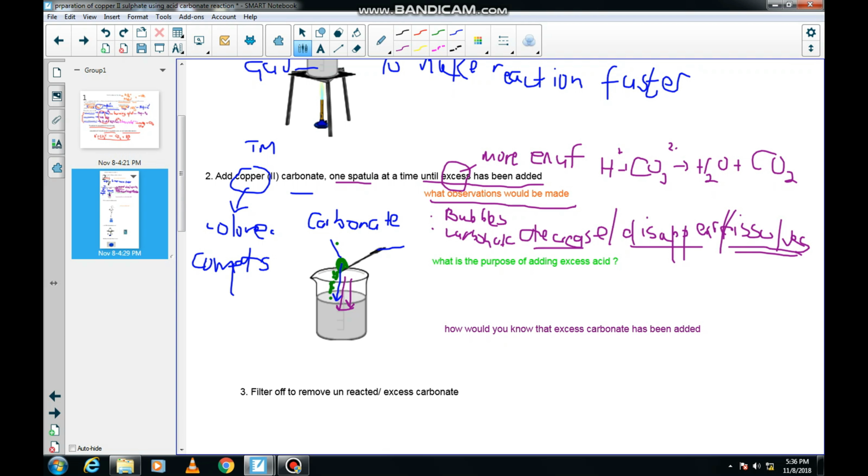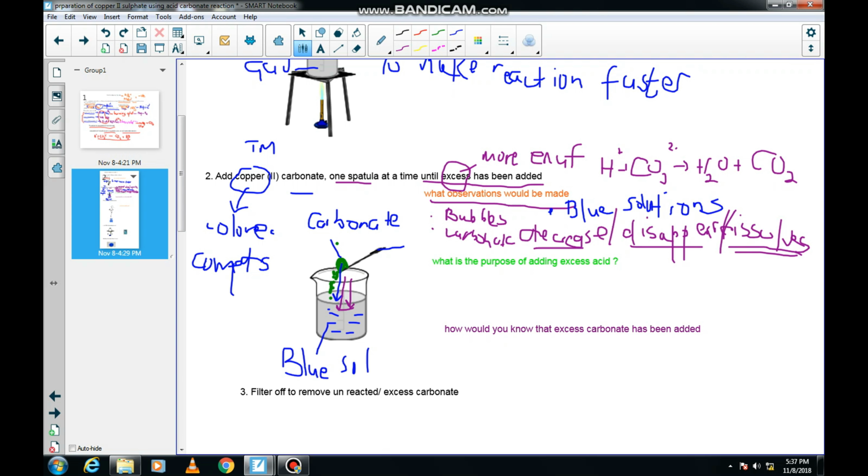Because they form colored compounds and copper is a transition metal, we therefore expect this solution to be colored, and indeed it will be colored blue. So a blue solution will be formed. One of the observations here is that a blue solution is formed. Sulfuric acid is colorless. When we add copper 2 carbonate to it, a blue solution is formed.